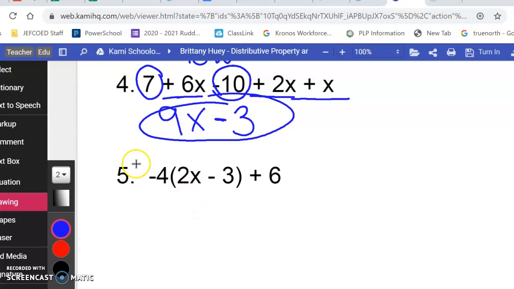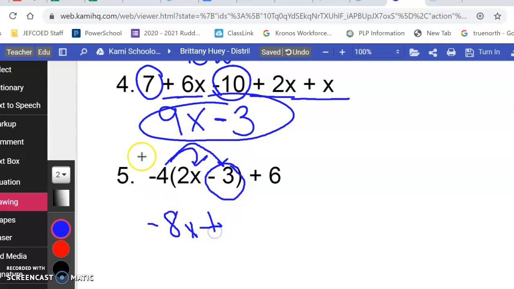So we have here negative 4 times 2x, it's going to be negative 8x. Then we got negative 4 times, notice this is going to be negative 3. Negative times a negative is a positive, and 4 times 3 is 12. Notice I put that plus sign as my positive. I'm going to bring down my plus 6.